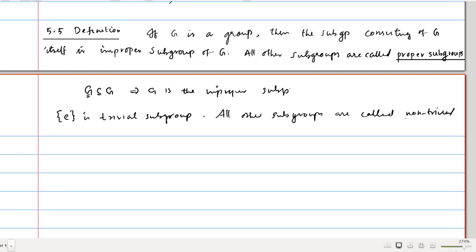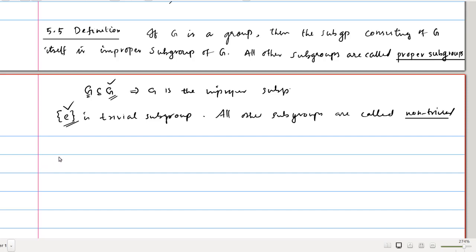Non-trivial. That means only the trivial subgroup is this, only the improper subgroup is this. The subgroups other than this singleton set E and G are called proper non-trivial subgroups. Every group G has a trivial subgroup and an improper subgroup, but we are not expecting proper non-trivial subgroups. All subgroups other than the singleton set E and the whole group G are called the proper non-trivial subgroups.